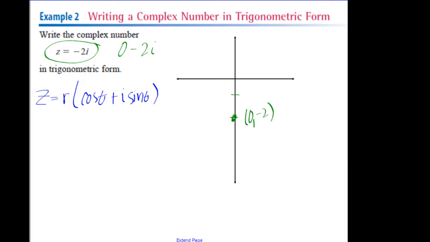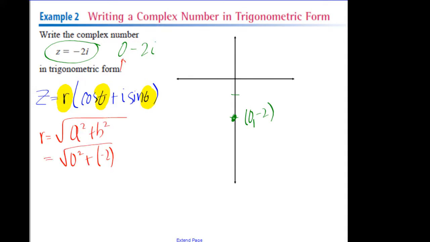So things we need. We need, of course, our r value, and we need our theta value. Let's see, r is equal to the square root of a squared plus b squared. Our a value is 0, and our b value is negative 2. So when we square it, we get an r value of simply 2. Now, we also need theta. So tangent of theta equals b over a. So my b value is negative 2. My a value is 0.